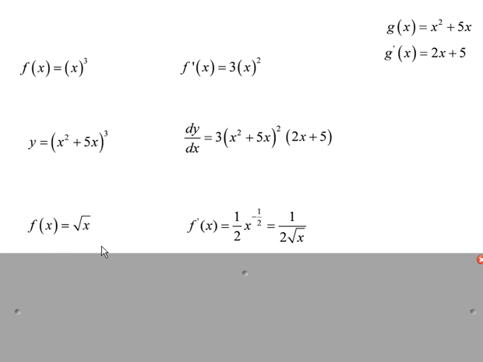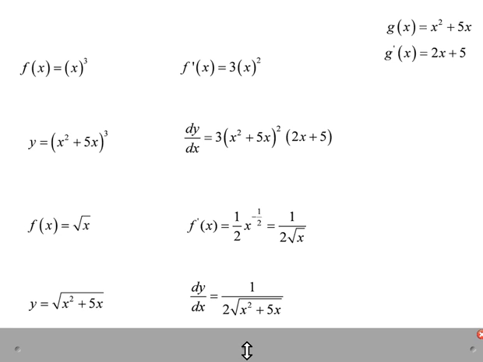Another situation. Some people, when they differentiate y equals the square root of x, like to make it in power form. So you make that to the 1/2 power, which means we multiply by 1/2, we drop the power by 1, and when we simplify, we get 1 over 2 times the square root of x. Same deal then, when we're taking the square root of x squared plus 5x, we would get 1 over 2 times the square root of x squared plus 5x. Most people will get that far, but some will forget to multiply by the derivative of x squared plus 5x.